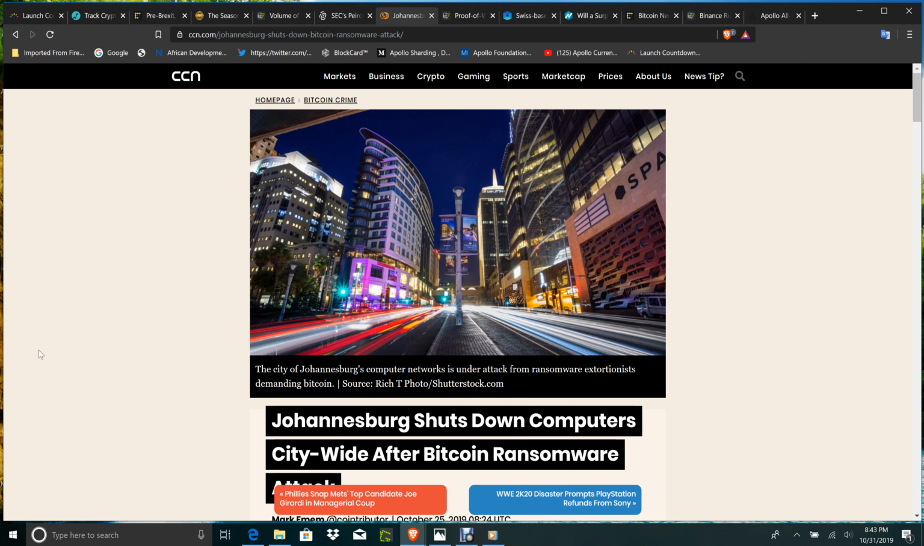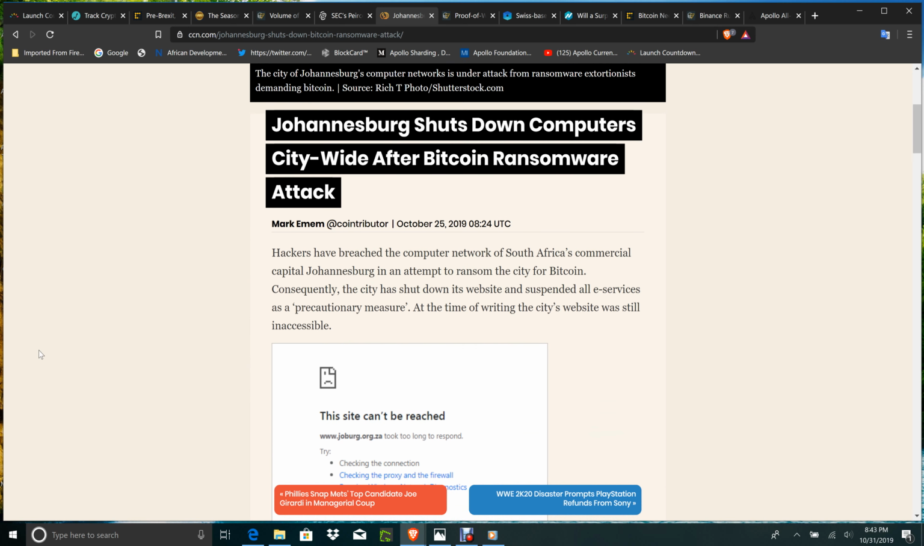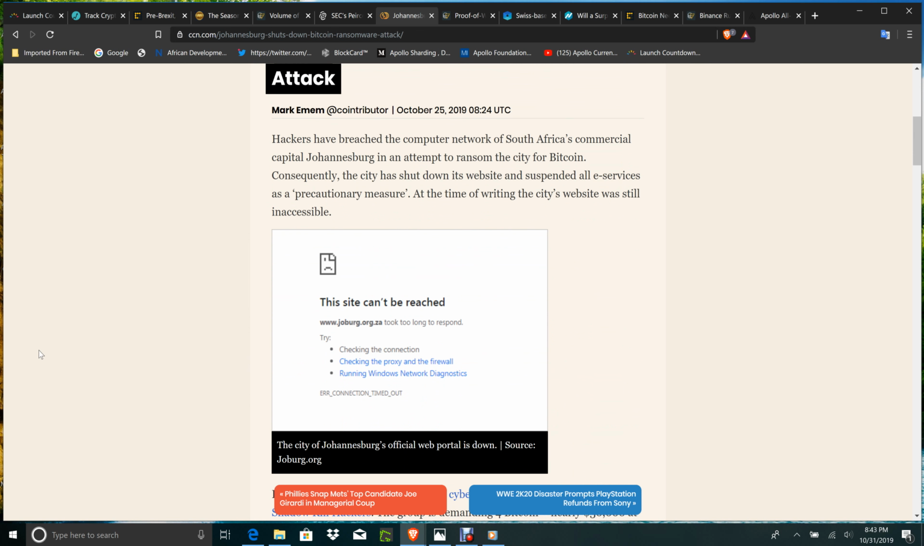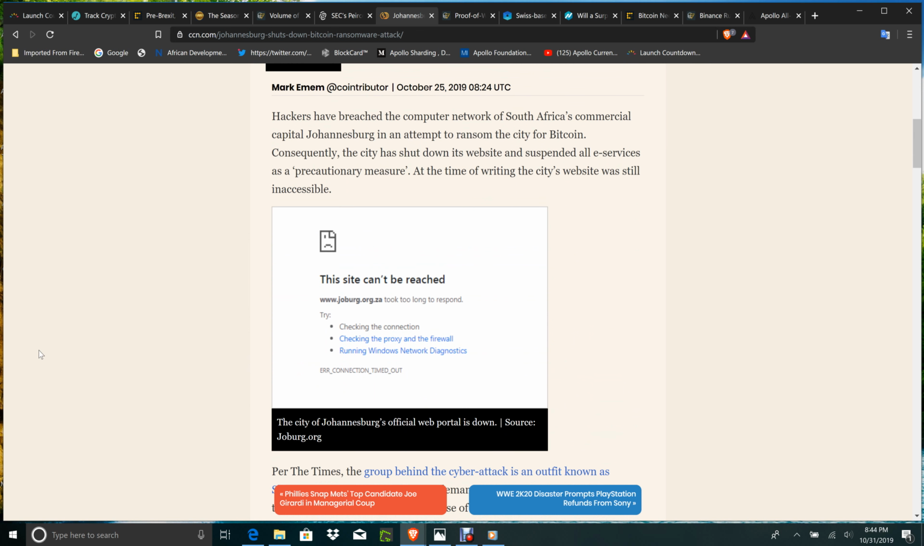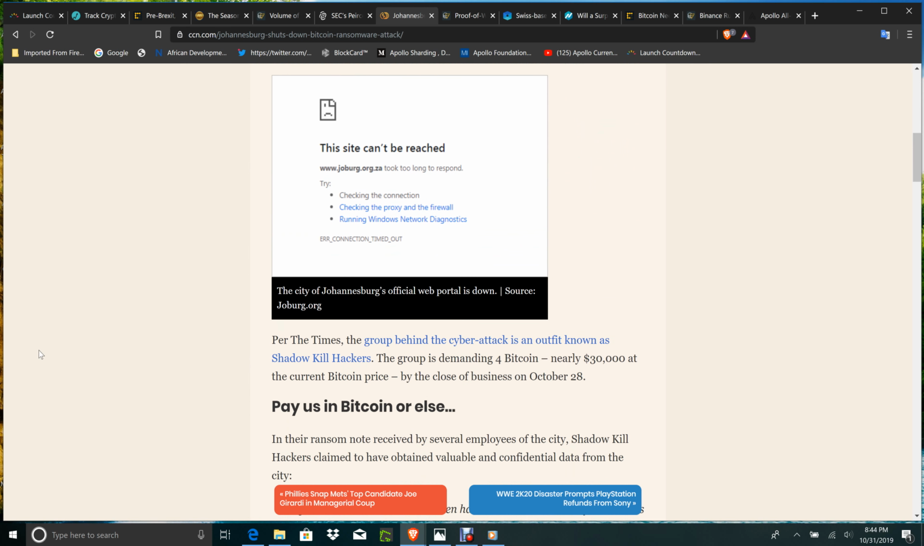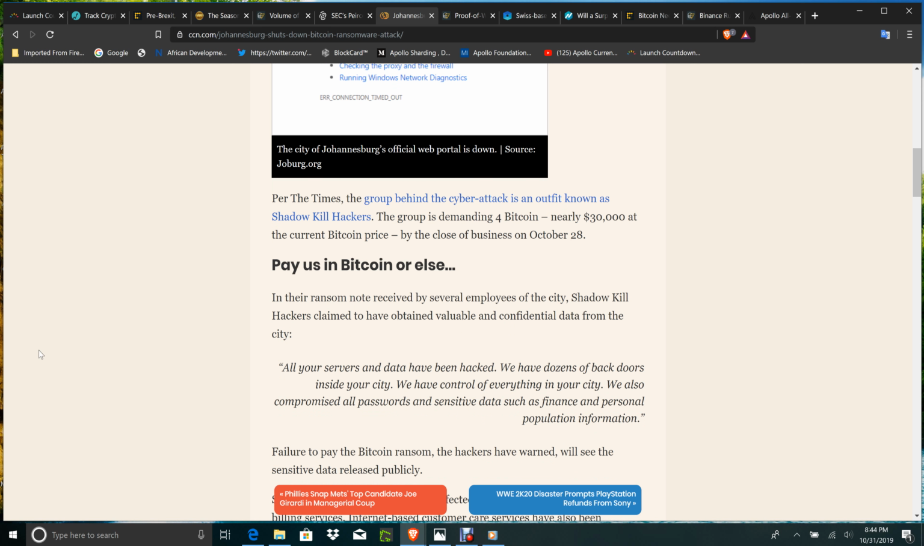When you have the city of Johannesburg's computer networks under attack from ransomware extortionists, and not just the city, individually hacked banks. And this one here is a couple days old. I am not going to click on that to find out about that site. No. But I'll tell you this, it probably is back up again. But if it isn't, it shows the severity of this type of hack.